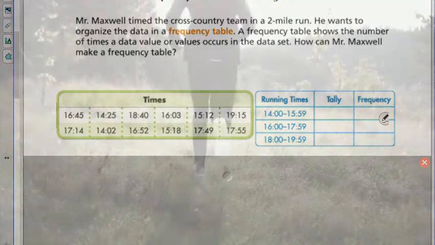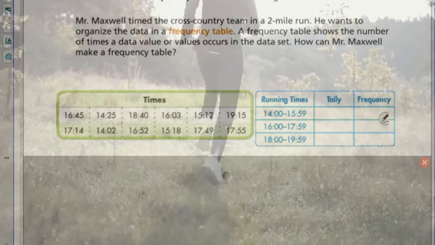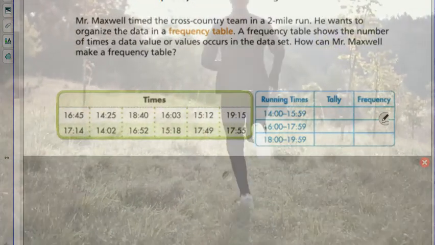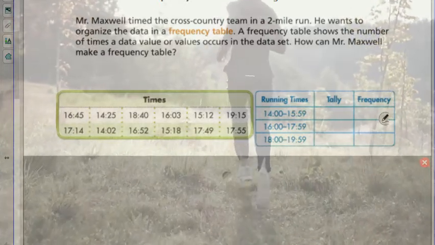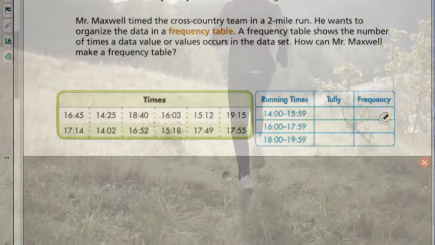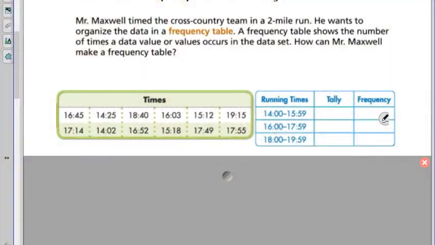So in this case, we have a cross-country team, and they're running the 2-mile race, and we have some times of different runners on the left there. And we're going to organize that data. So we have our running times broken into 2-minute intervals, 14 minutes to 15:59, and so on and so forth. And we're just going to make tally marks when one of the runner's times fit into that category.